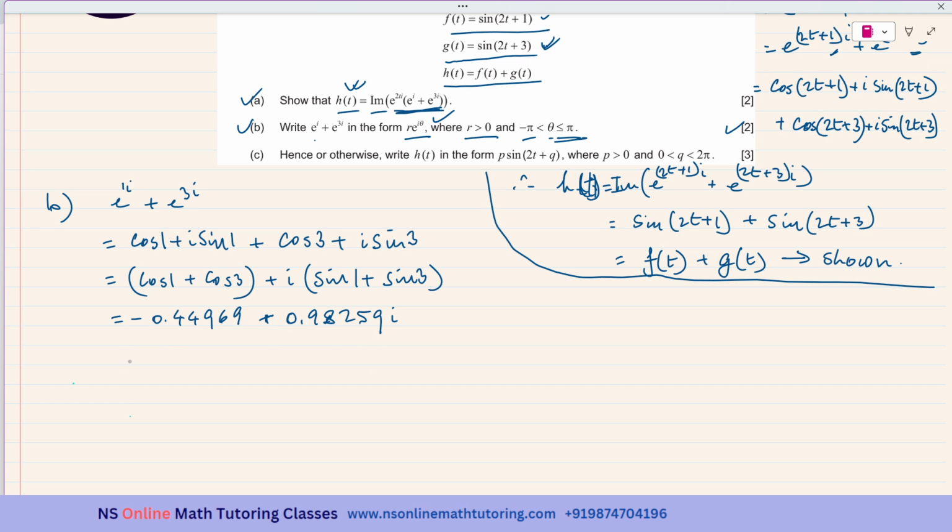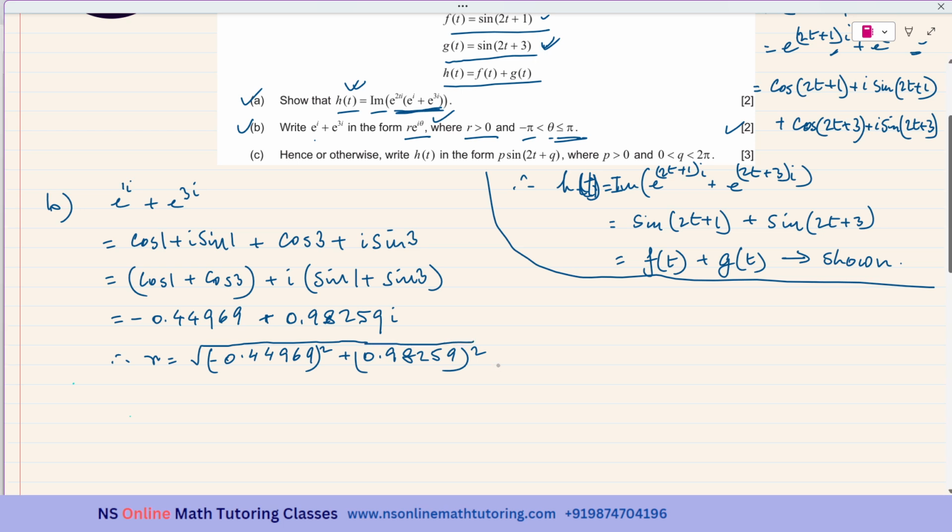So r will be negative 0.44969 whole square plus 0.98259 whole square. Okay.